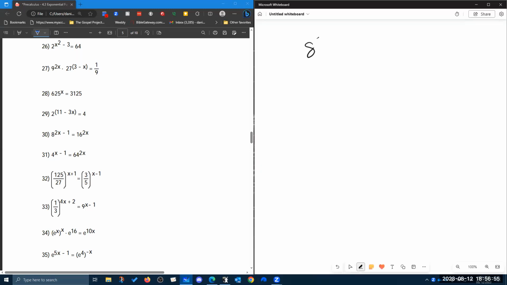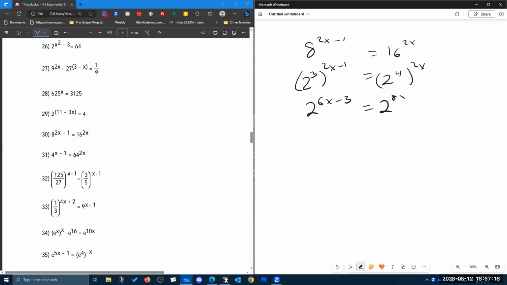Watch out with this one. 8 to the 2x minus 1 equals 16 to the 2x. 8 is not a power of 16. 16 is not a power of 8, but they're both powers of 2. So we're going to write it with a common base of 2. 2 to the 6x minus 3 is equal to 2 to the 8x. 6x minus 3 equals 8x. Subtract 6x from both sides. x equals negative 3/2.